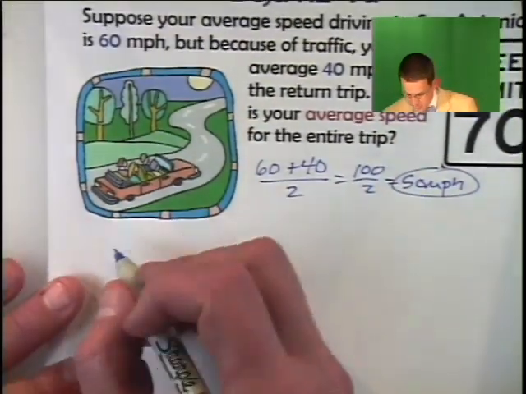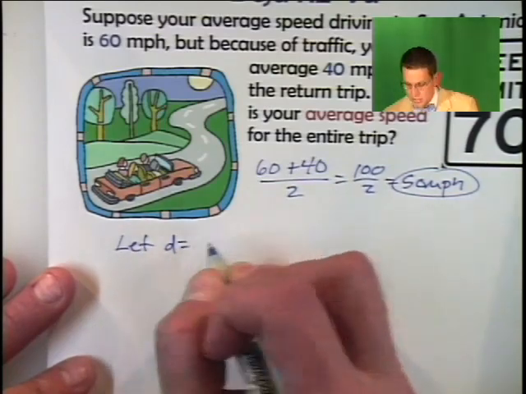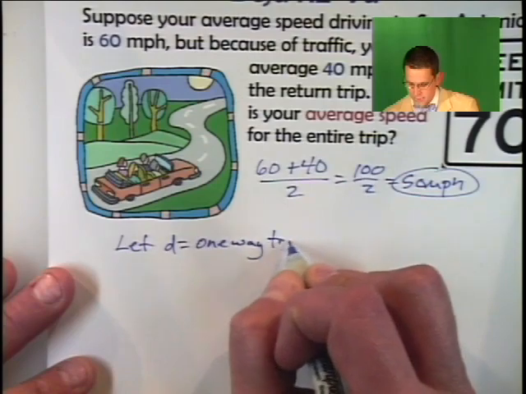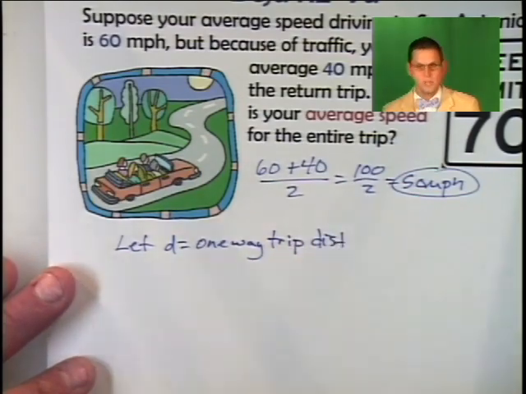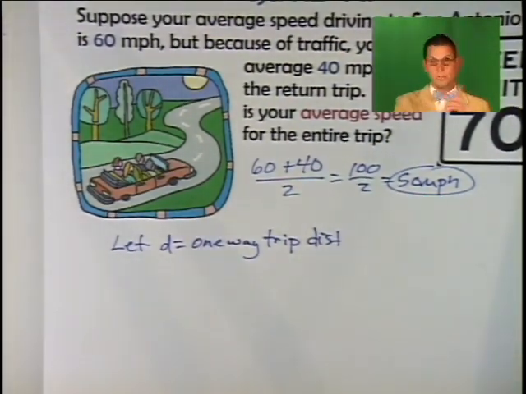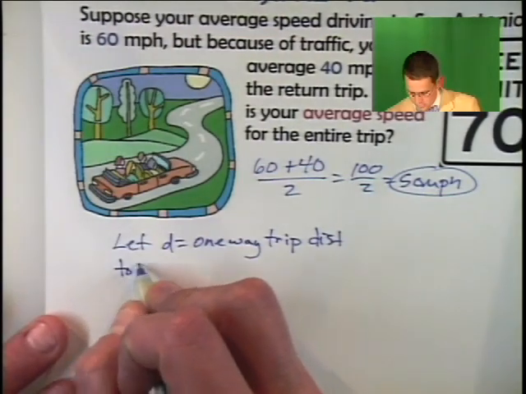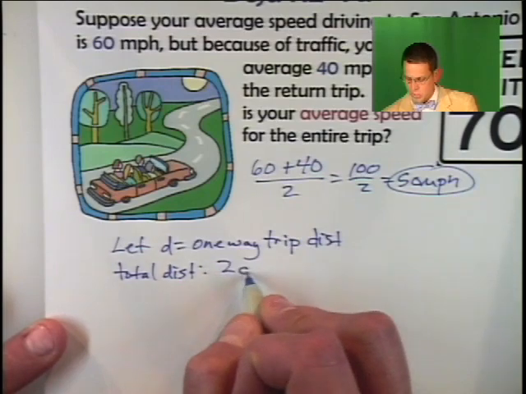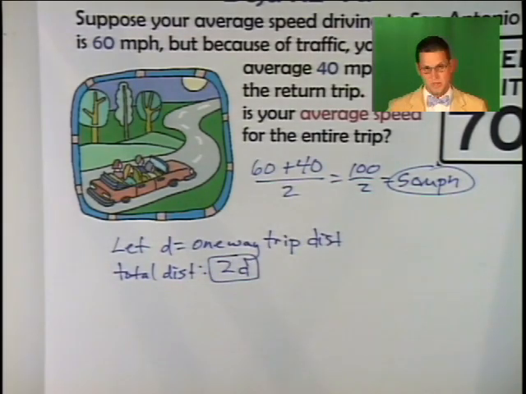We're going to define some variables. I'm going to let the little letter d equal the one-way trip distance. It's the distance we travel going to San Antonio. So what was our total distance that we traveled? We traveled d twice, so it was 2 times little d. That was our total distance.